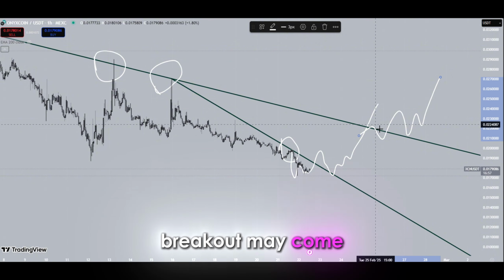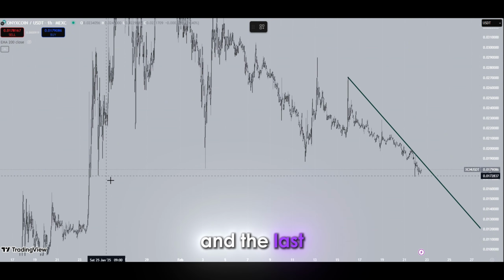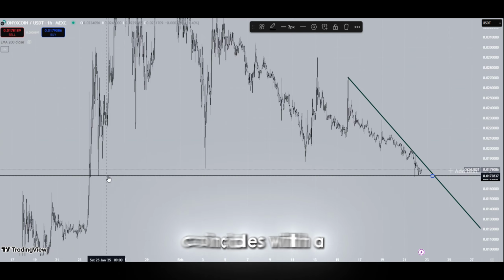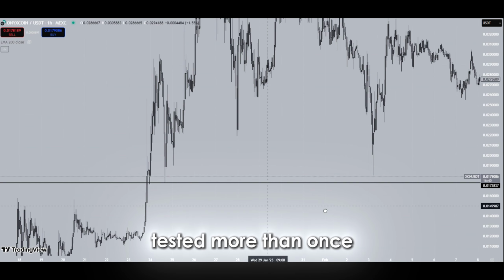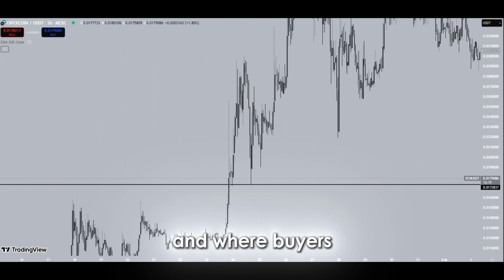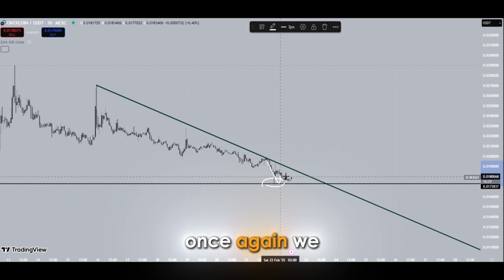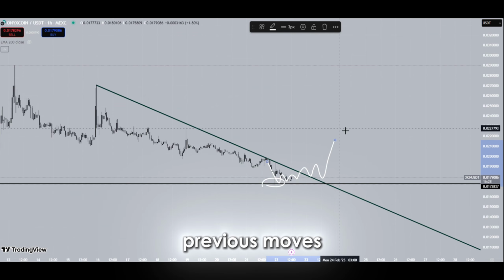The first downtrend breakout may come at this trend line, and the last point of support coincides with a critical level that has been tested more than once in the past, and where buyers have come in strongly. This suggests that the area is a very strong support area, and the price is likely to react upwards from here. Previous reactions from this level reveal that buyers are concentrated here and continue to defend this level. If the price reacts upwards from here once again, we could see a bullish wave similar to the previous moves.